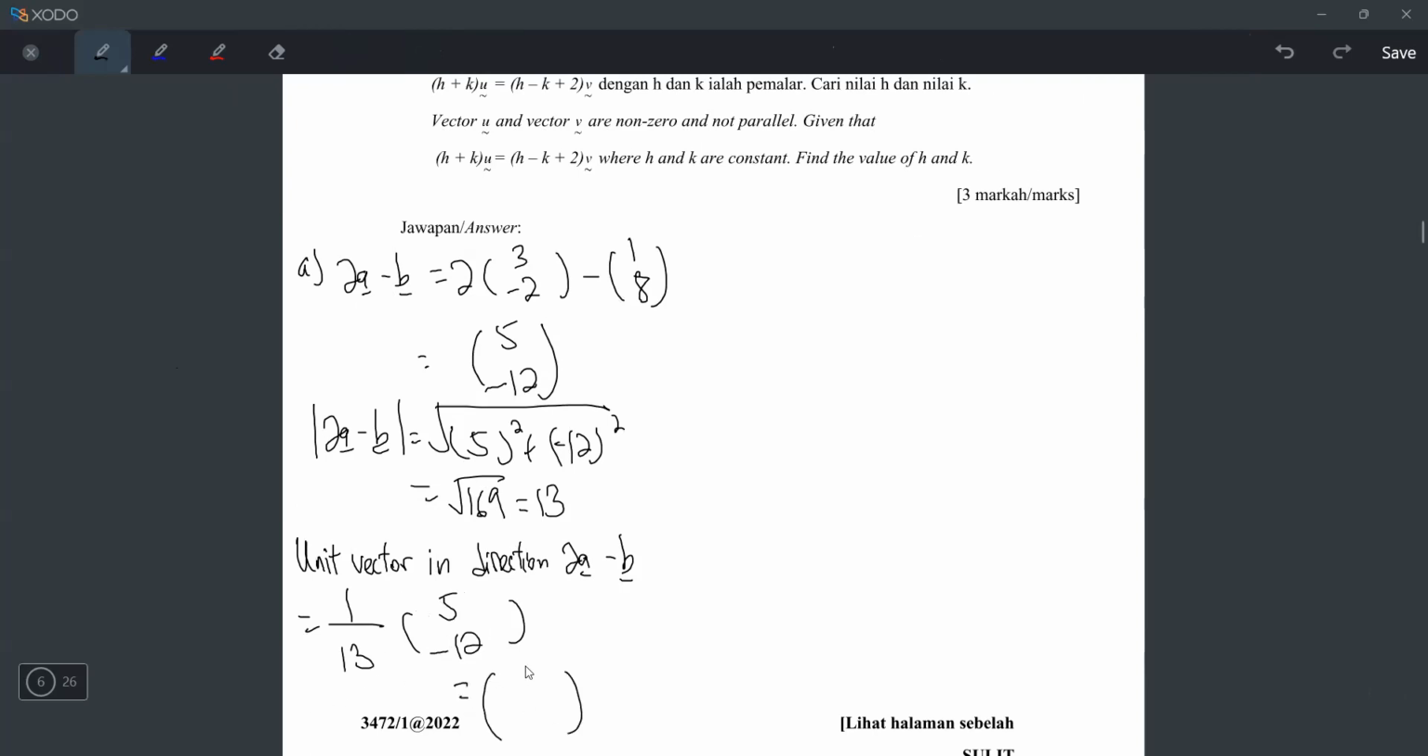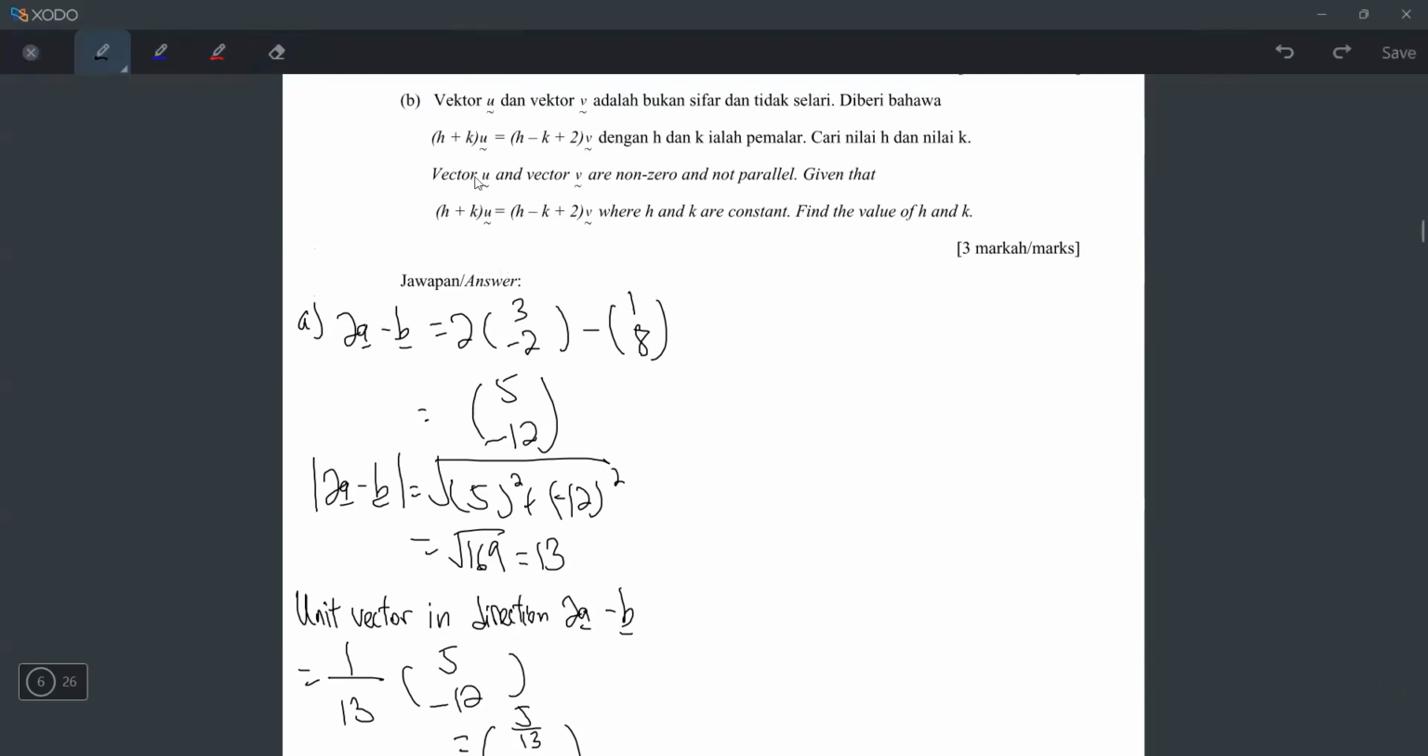So when you expand, it's 5 over 13, and then negative 12 over 13. All right? So that's how you do it. That's the answer. Okay? Let's go to question B. So question B says what? Vector u and vector v are non-zero and non-parallel.